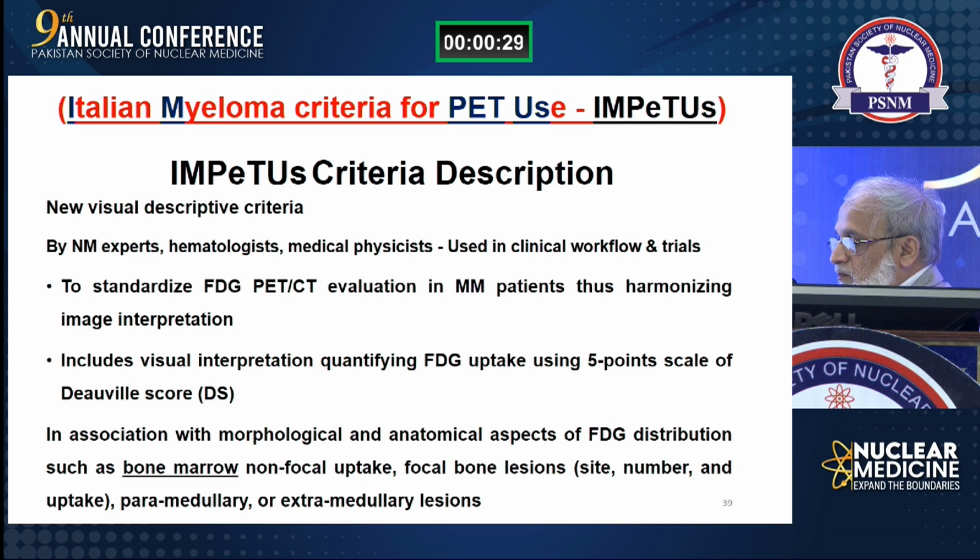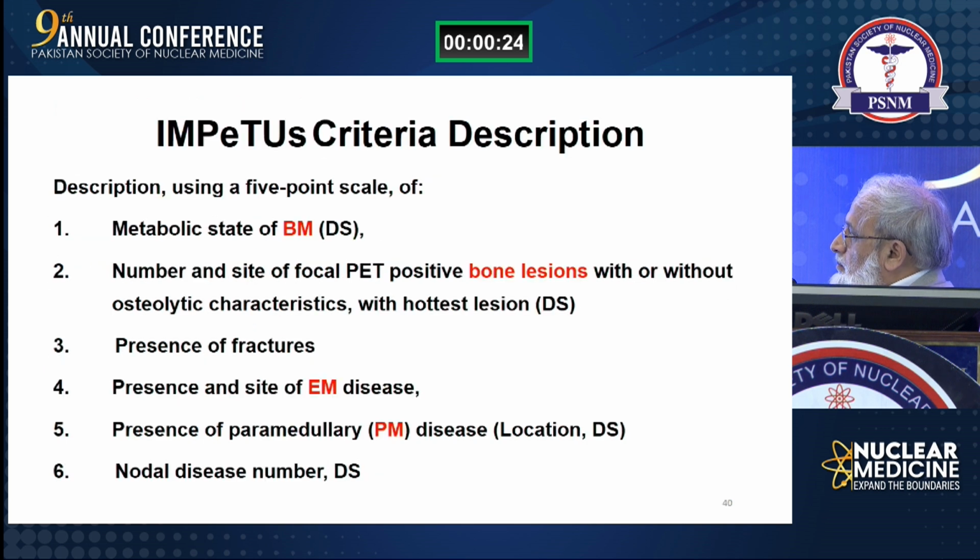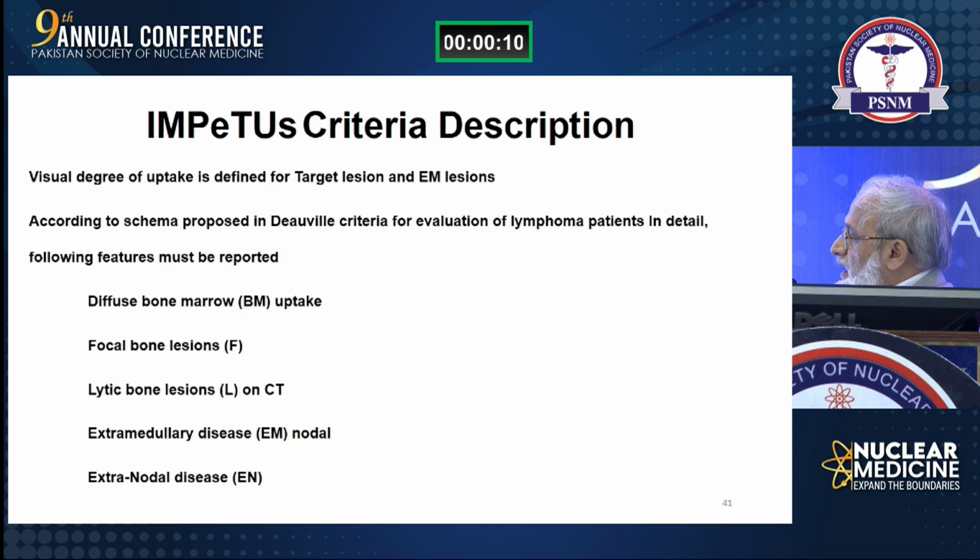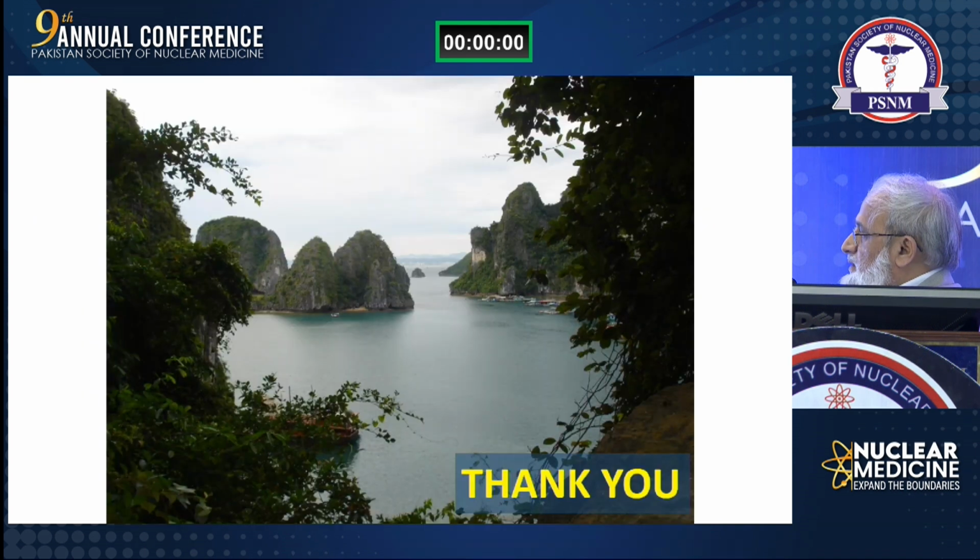involvement of bone marrow, of the bone itself, of the nodes, extramedullary disease, etc. So metabolic status of the bone marrow, positive bone lesions, fractures, extramedullary disease, or paramedullary disease are all rated according to the Deauville scores. And whenever we are preparing our report in the case of multiple myeloma, then diffuse marrow uptake, focal bone lesions, lytic bone lesions, extramedullary, extranodal disease, all have to be mentioned, whether they are present or absent. I think I should stop here.